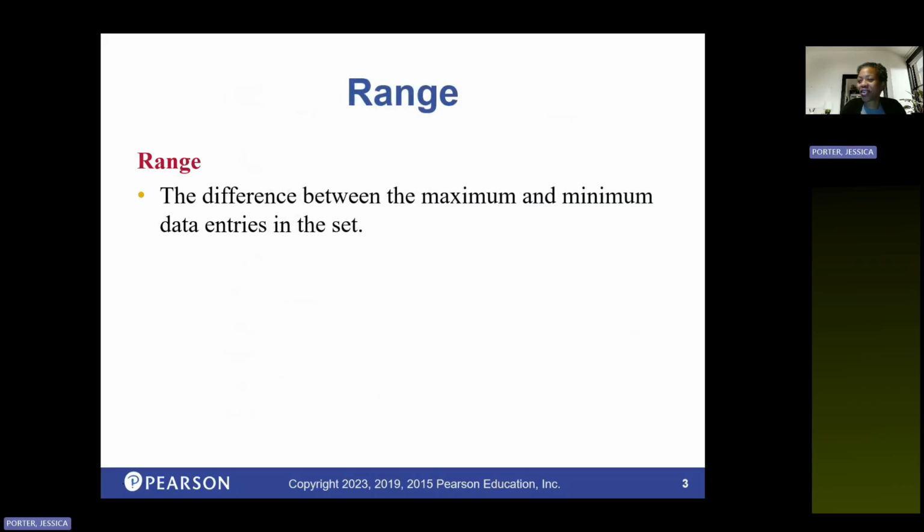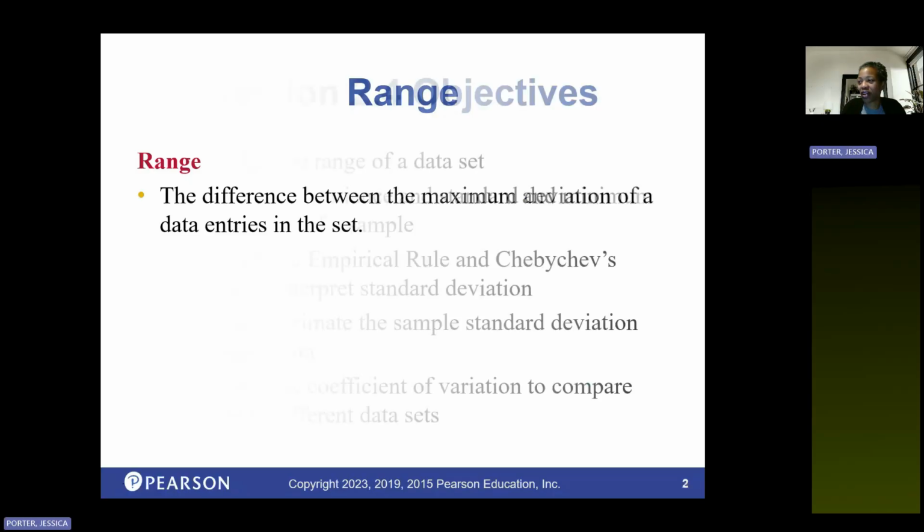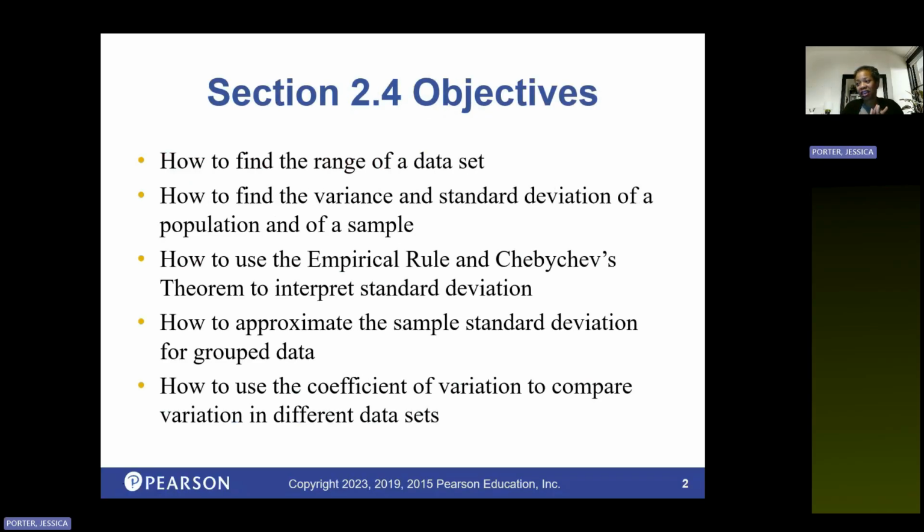Anyways, let's start with what we're going to find. We're going to find the range of a data set. We're going to find the variance and standard deviation. We're going to use the empirical rule. We are not going to do Chebyshev's theorem.